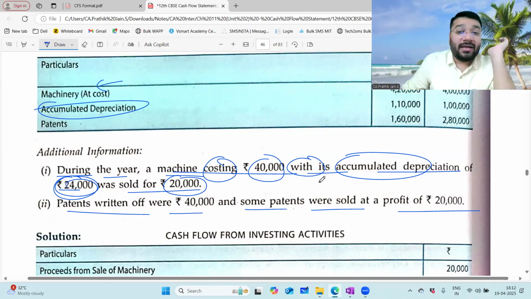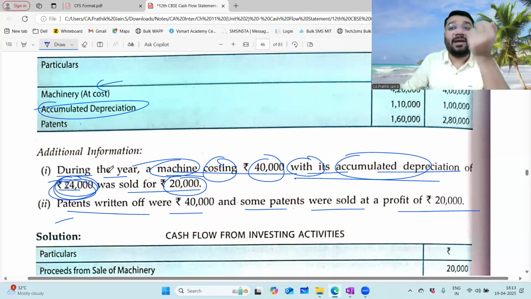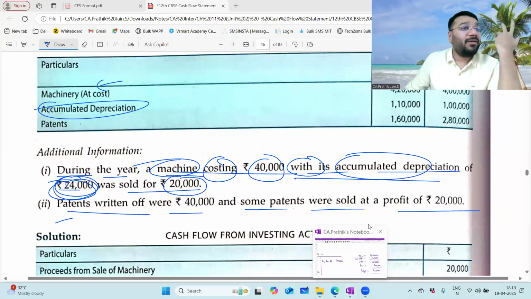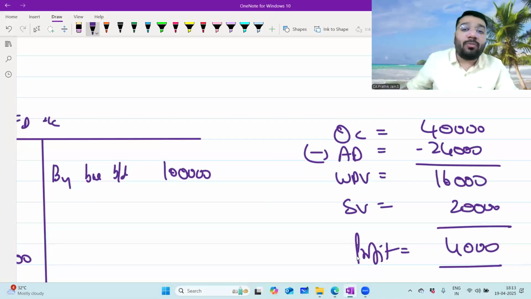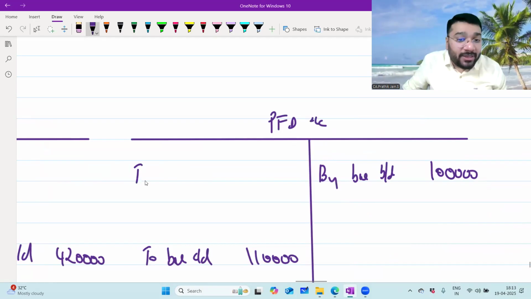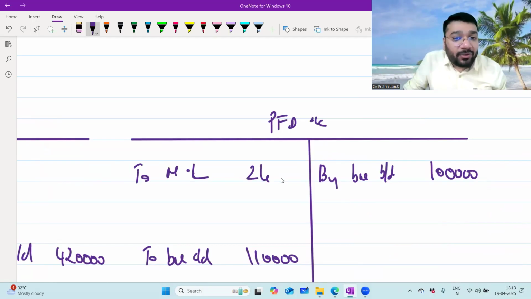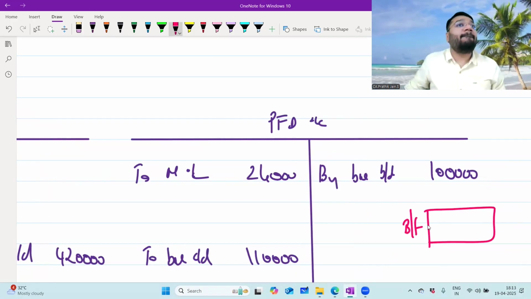With the accumulated depreciation 24,000 you're talking about, this is patent written off. I'm talking about machinery now. What is machinery's depreciation? What is 24,000? It is accumulated depreciation. Whenever the asset is sold, you transfer the accumulated depreciation from the PFD account to the machinery account. So now, to machinery account, how much? 24,000. So your depreciation is going to be your balancing figure.